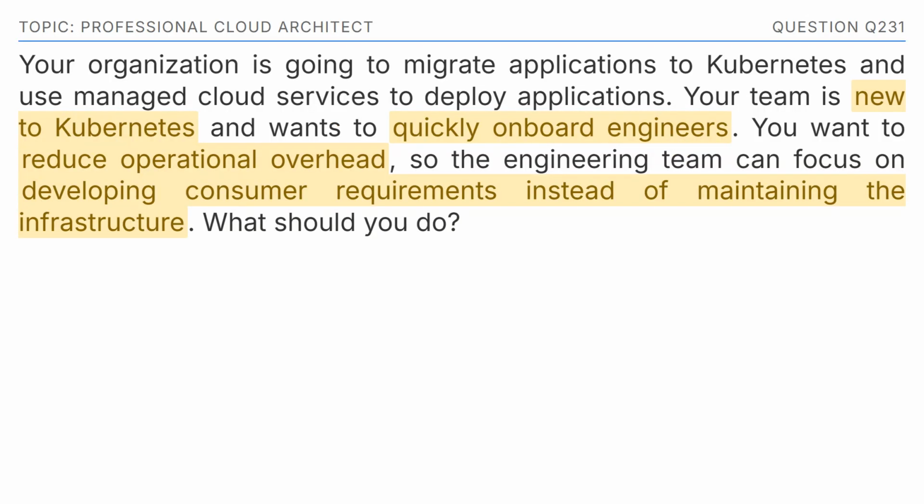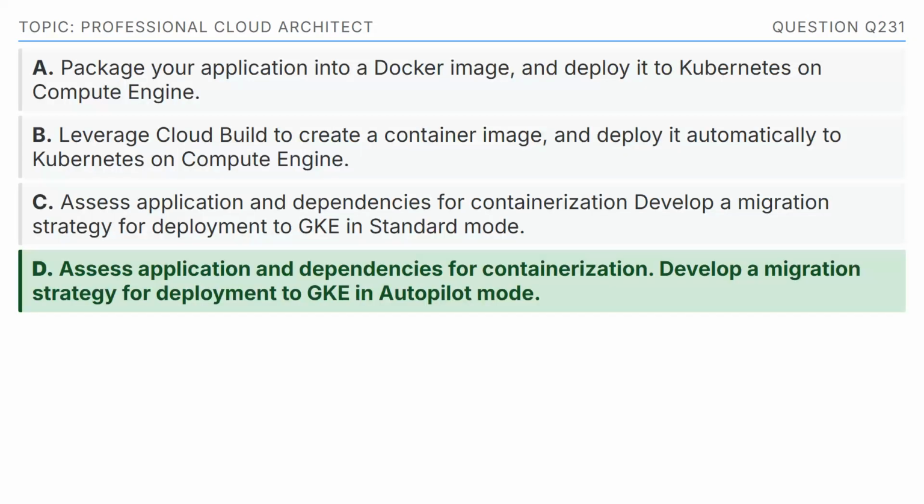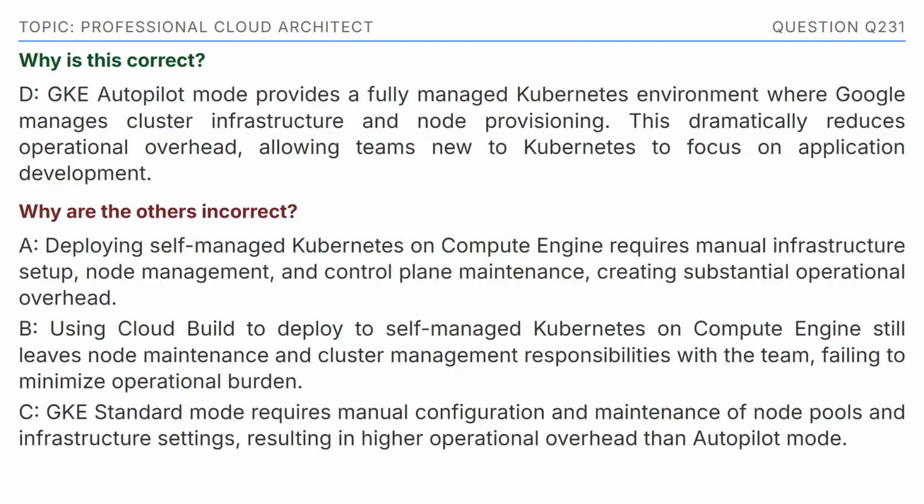To arrive at the correct answer, we focus on the keywords: new to Kubernetes, quickly onboard engineers, reduce operational overhead, developing consumer requirements instead of maintaining the infrastructure. The correct answer is option D, assess application and dependencies for containerization. Develop a migration strategy for deployment to GKE in autopilot mode. Why is this correct? D. GKE Autopilot Mode provides a fully managed Kubernetes environment where Google manages cluster infrastructure and node provisioning. This dramatically reduces operational overhead, allowing teams new to Kubernetes to focus on application development.